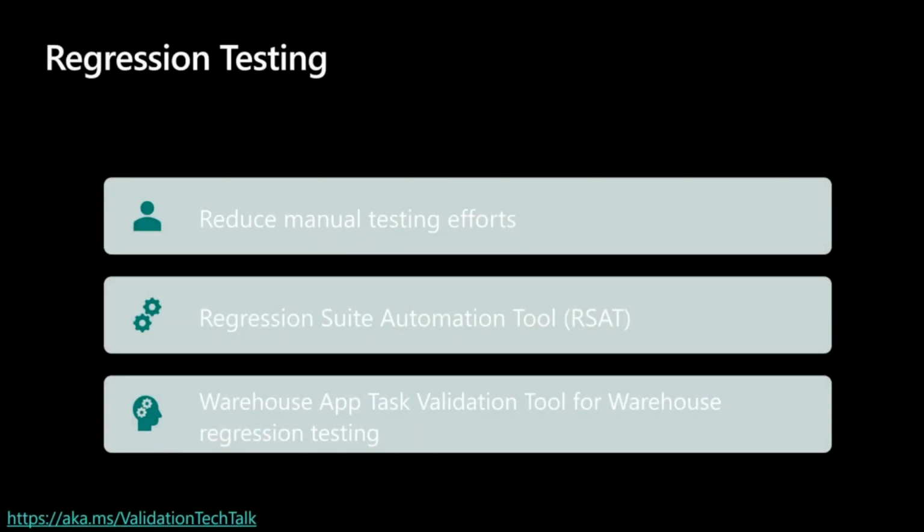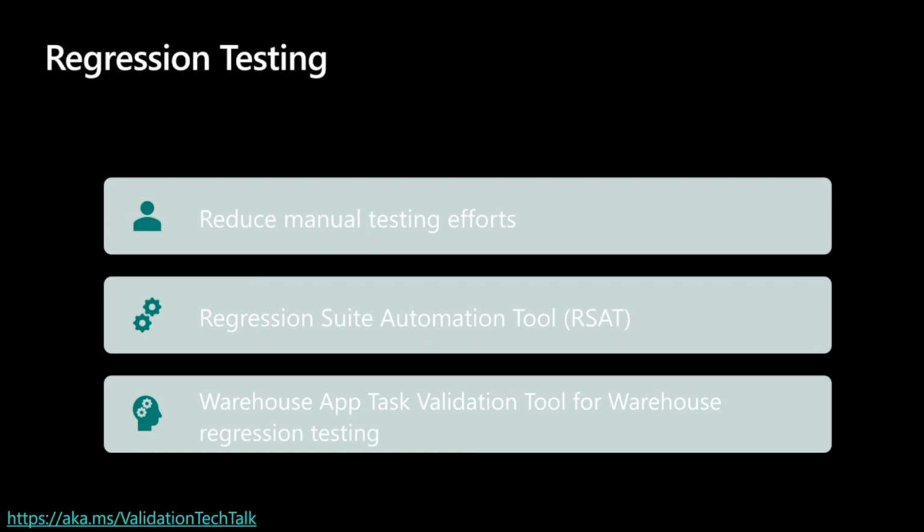And this is what we call regression testing, right? So does the new application version break anything that we had previously that was already working? So that's regression testing. So since this is such a continuous activity now in the Dynamics 365 world, you want to try to reduce those manual testing efforts as much as possible.